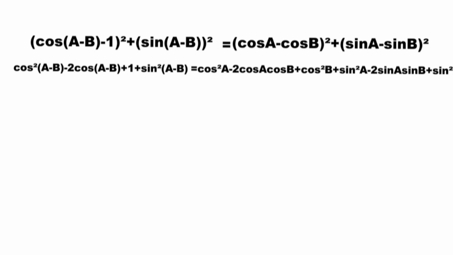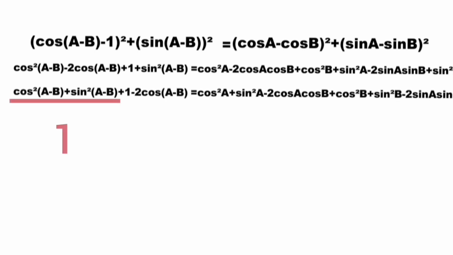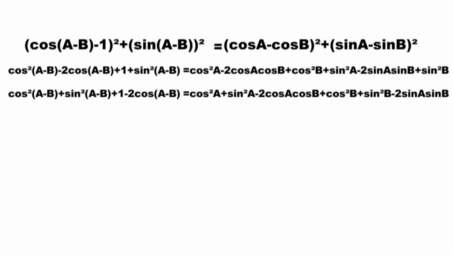Then we can simplify by combining identities that can be 1, like cosine squared A minus B plus sine squared A minus B on the left side, and cosine squared A plus sine squared A and cosine squared B plus sine squared B on the right side. So on the left side we have 1 plus 1 minus 2 cosine A minus B is equal to the right side, which is equal to 1 plus 1 minus 2 cosine A times cosine B minus 2 sine A times sine B. 1 plus 1 is 2, so 2 minus 2 cosine A minus B is equal to 2 minus 2 cosine A times cosine B minus 2 sine A times sine B.